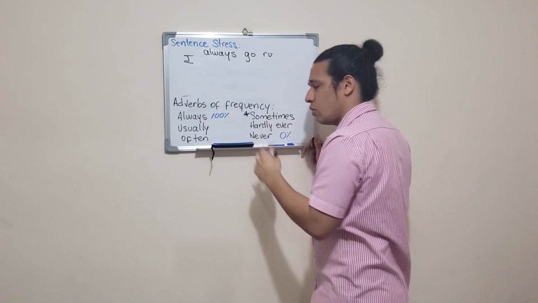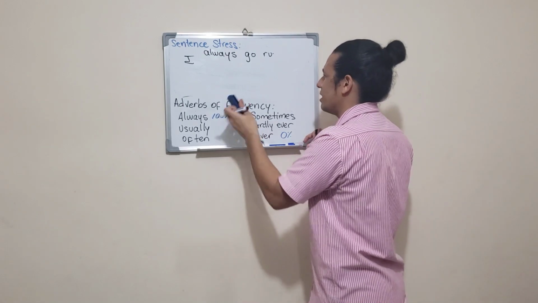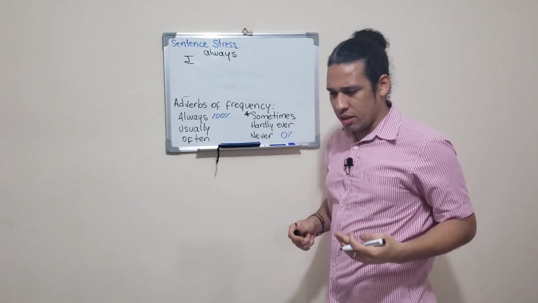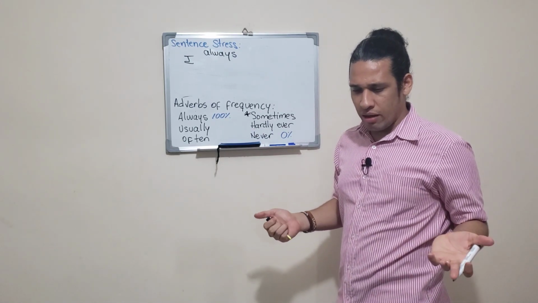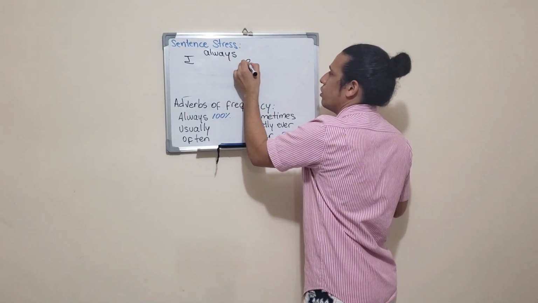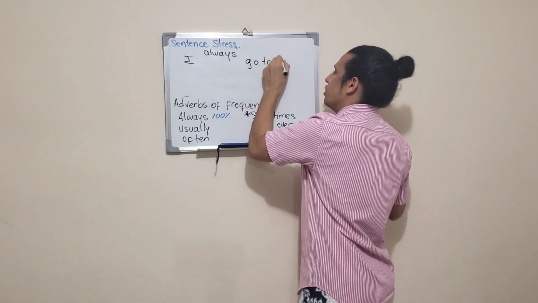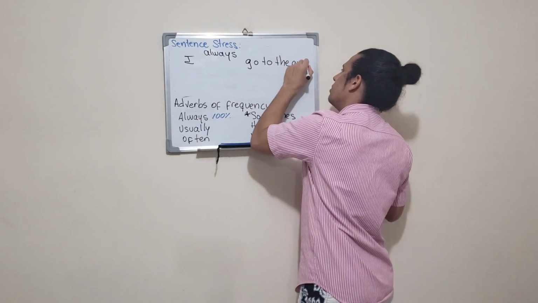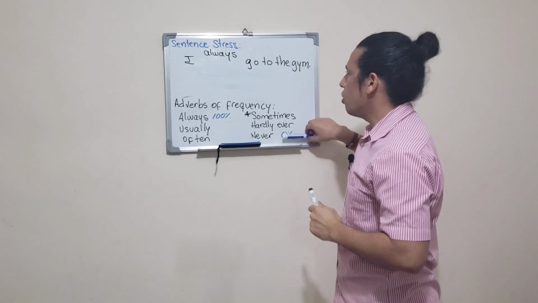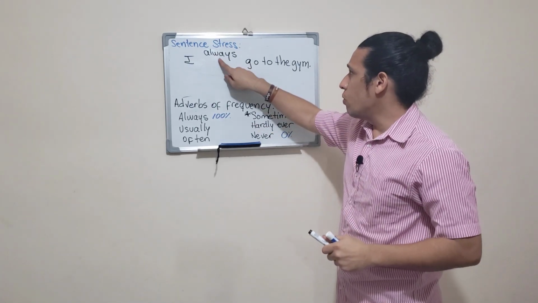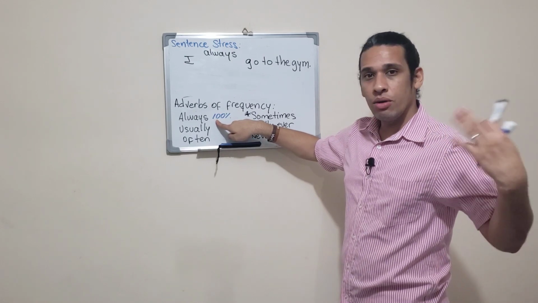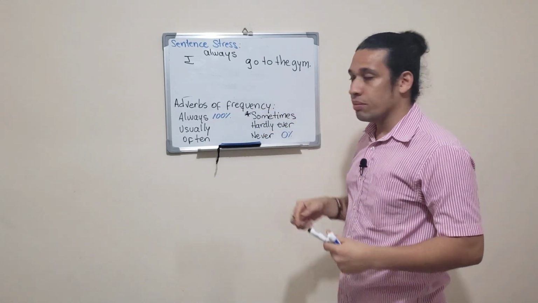No, let's say, I always, wait, let me change that idea because I want something more general, something that you can use with all of the adverbs, right? Go to the gym, right? I always go to the gym. All right, that's a good example to start with, right? I always go to the gym. When you say I always go to the gym, you say you all the time go to the gym, right?